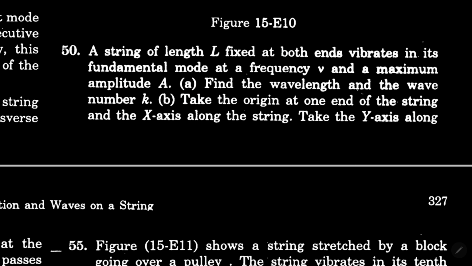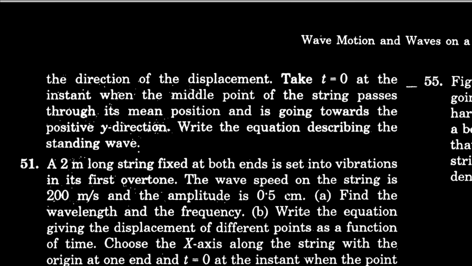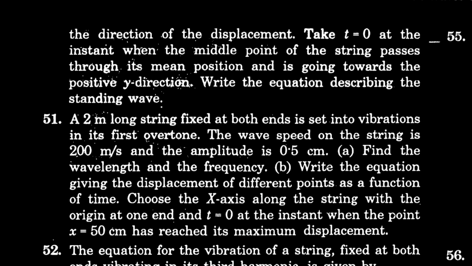In question 50 we have a string of length L. Find the wavelength and the wave number K. Take the origin at one end of the string and x-axis along the string. Take y as the direction of displacement. When the middle point of the string passes through its mean position and it's going towards the positive y direction, write the equation describing this standing wave.